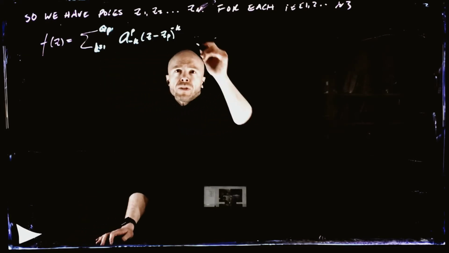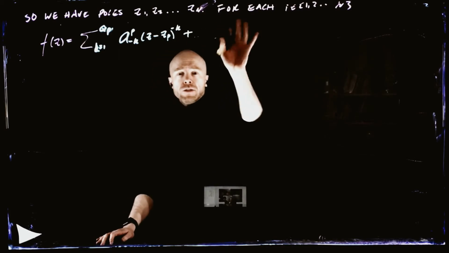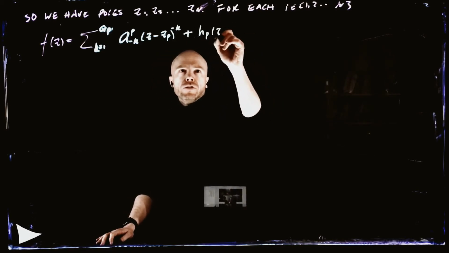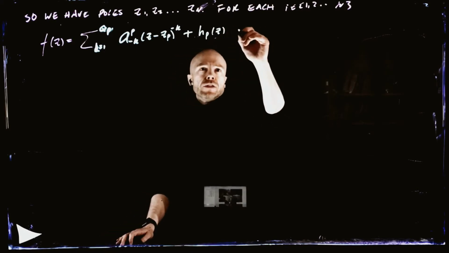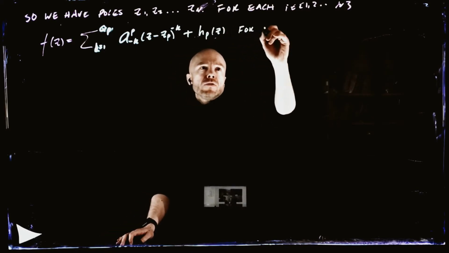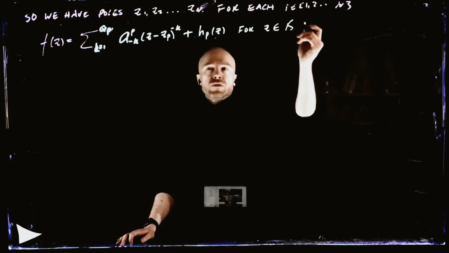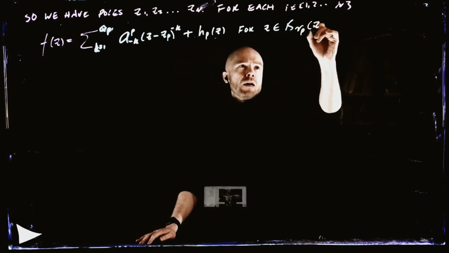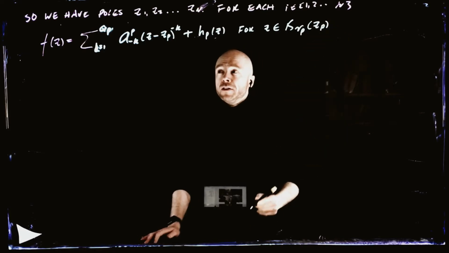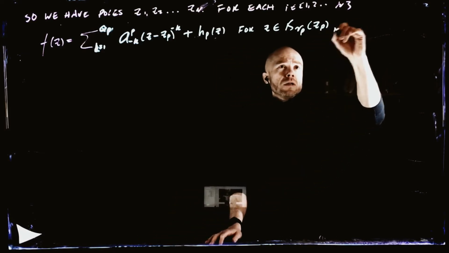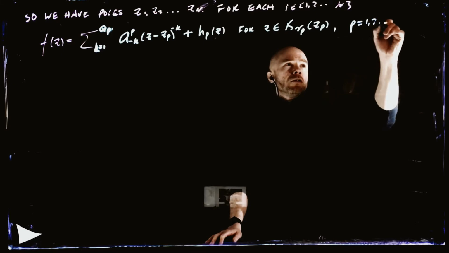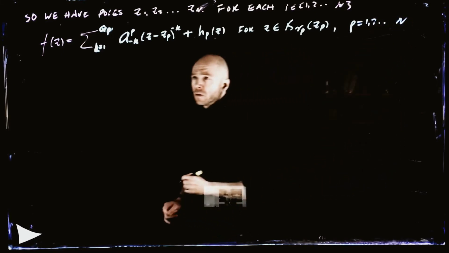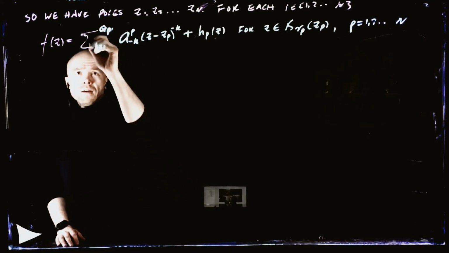Okay? And then we'll have some nice holomorphic function, let's call it h_p of z. And this is true for z inside some disc of some radius r_p around the pole z_p. And this is true for each one of the poles, so p is equal to 1 all the way up to n. Yeah? Cool.